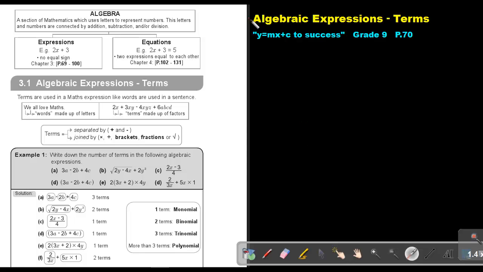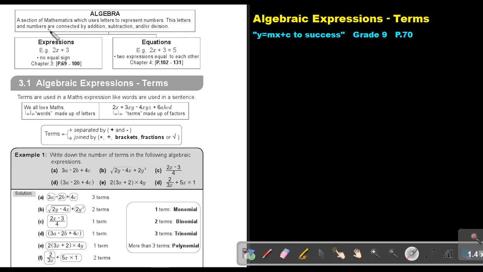Part 1. Algebraic expressions terms. You will find this on page 70 in the Namibia Mathematics Grade 9 textbook, Y equals mx plus c to success. Algebra: a section of mathematics which uses letters to represent numbers.